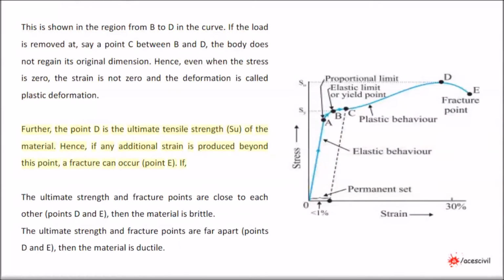Further, point D is the ultimate tensile strength, SU, of the material. If any additional strain is produced beyond this point, a fracture can occur, point E. If the ultimate strength and fracture points are close to each other, points D and E, then the material is brittle. If the ultimate strength and fracture points are far apart, points D and E, then the material is ductile.